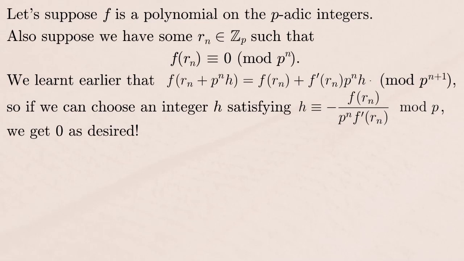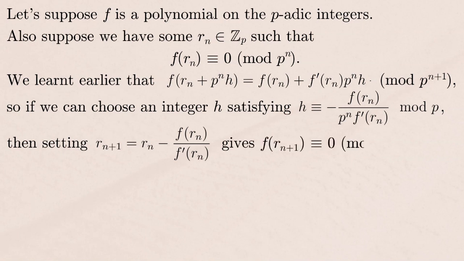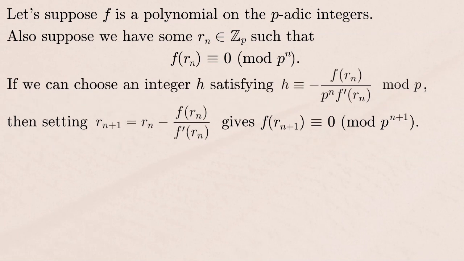Let me tidy this up a bit. What I'm really saying here is, if I set Rn+1 equal to Rn plus p to the n h, that is Rn minus f of Rn over f prime of Rn, the formula from before, we get f of Rn+1 equals 0 mod p to the n+1. Now, I emphasized that this was true as long as we can choose such an integer h. Why might we not be able to?